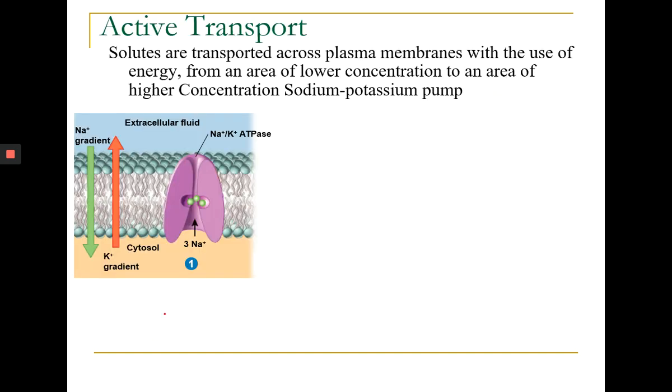Okay. We come to the next type of transport, which is active transport. In active transport, solutes are moving across the plasma membrane against the concentration gradient. If against concentration, they have to use energy, moving from lower concentration to higher concentration. The best type of active transport is pumps, and the best kind of pump is the sodium potassium pump.